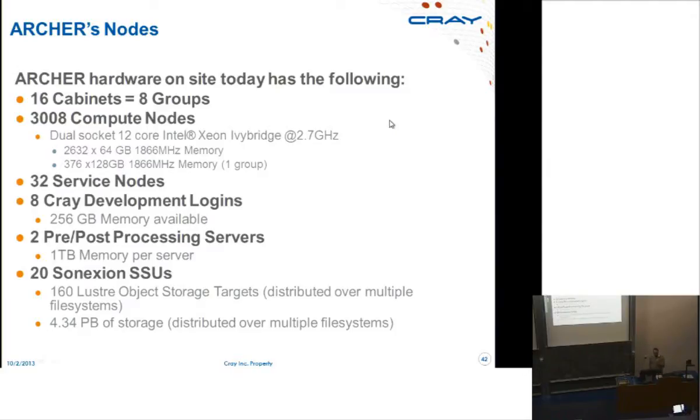I'm going to take responsibility and say I may have misrepresented that. I'll check, but it's a very large amount of memory available on those pre- and post-processing servers. And we're going to back this with 20 SSUs, so that gives us 160 Lustre object storage targets, so potentially 160 places to stripe your data. And those are going to be distributed into multiple file systems. As yet, it hasn't been decided how those are going to be configured. When the service provider is announced, that will be their decision. But we're getting on the order of 4.5 petabytes of storage available. Again, distributed between different file systems to prevent interaction.